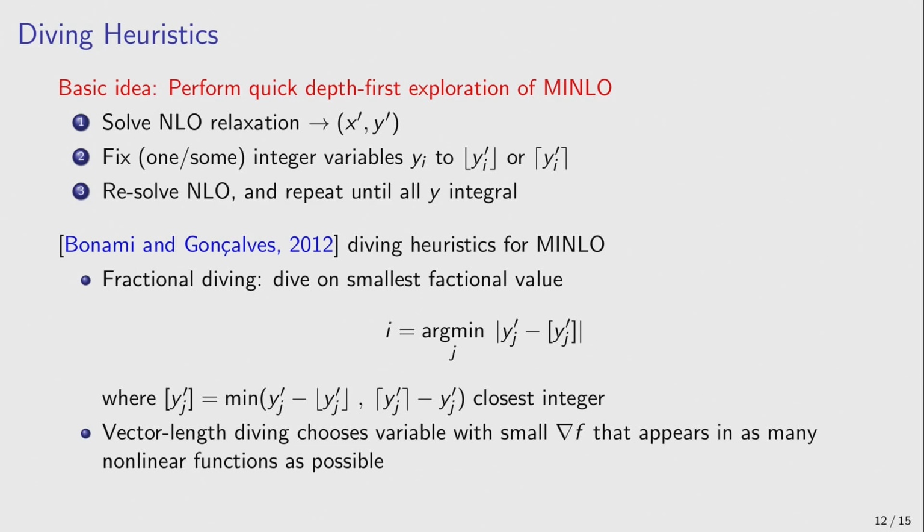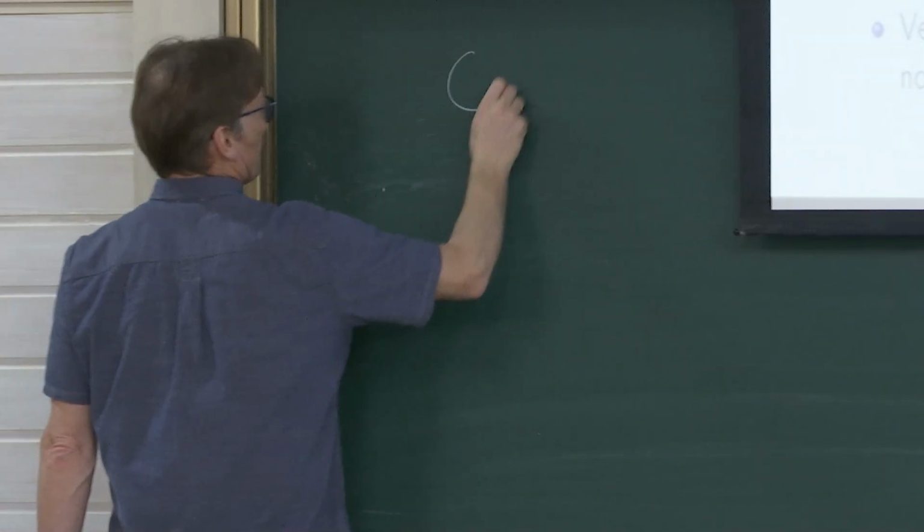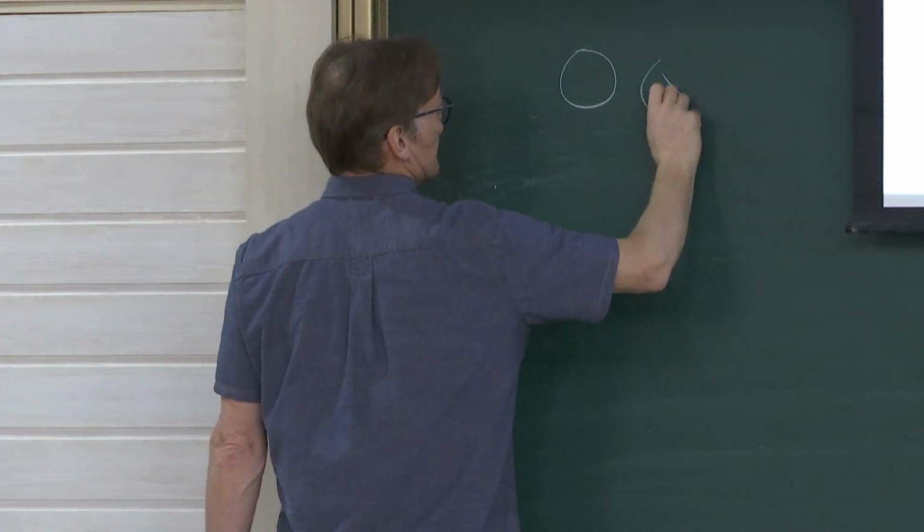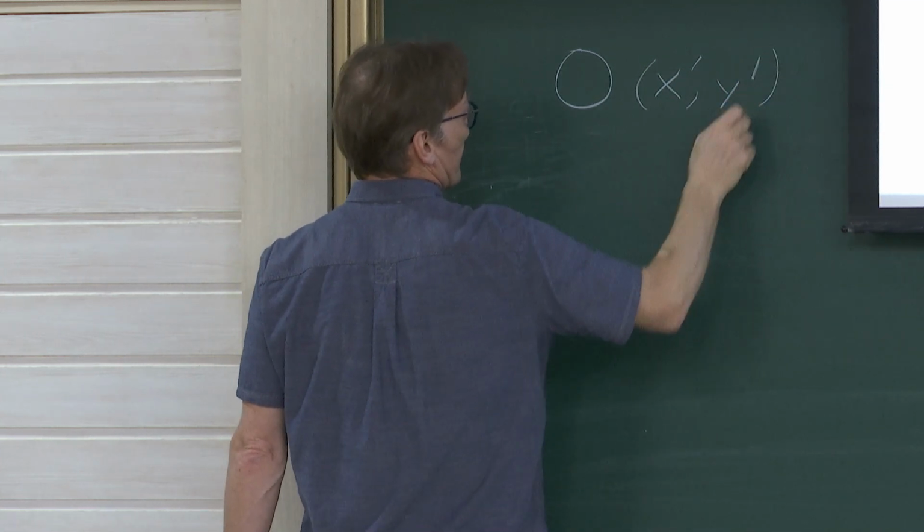And so the idea is that you, again, start by solving a nonlinear optimization relaxation, and then you fix some of the integer variables, either to the lower rounding or the upper rounding. So you can either set it to the floor or the ceiling and resolve this nonlinear optimization problem. So if you think of this in a branch and bound search, you solve your relaxation and you get x prime, y prime.